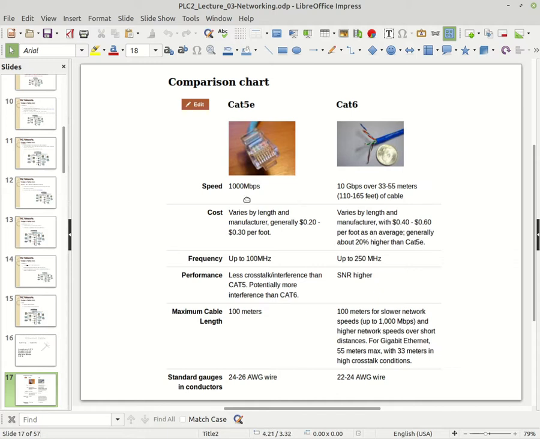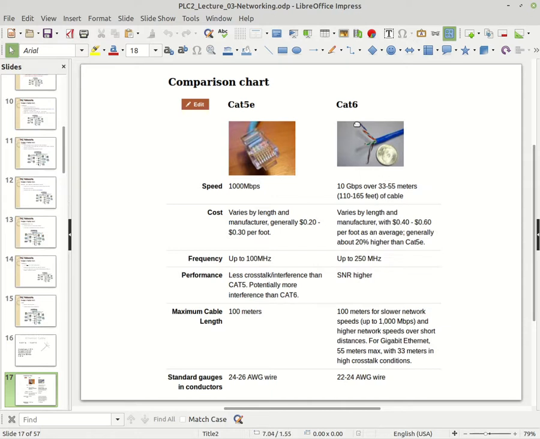So Cat5 is rated for a gigabit, or 1,000 megabits per second communication. It's relatively cheap and fairly easy to work with. It's good up to a length of 100 meters.